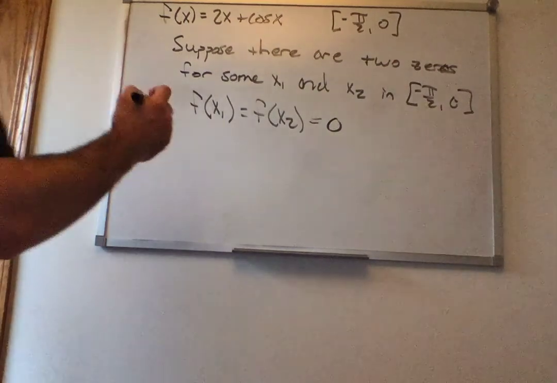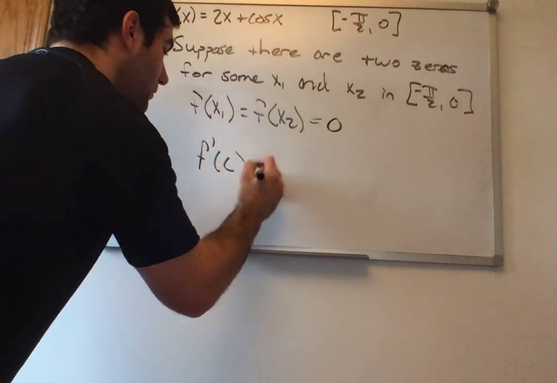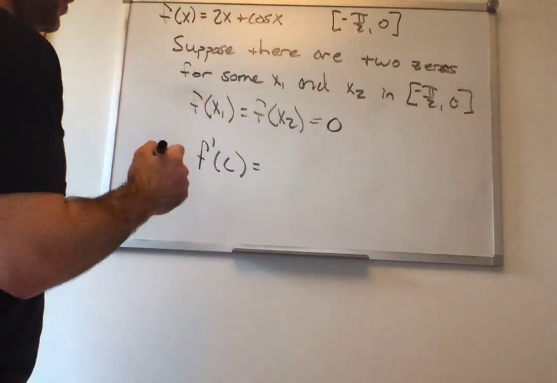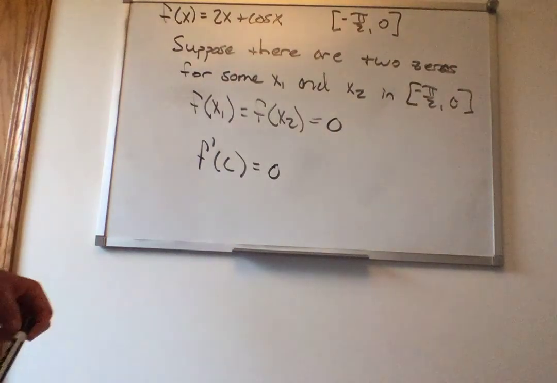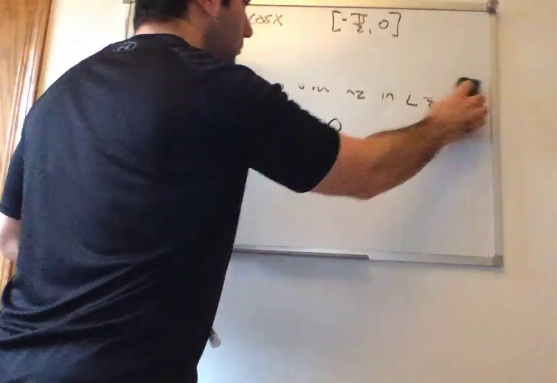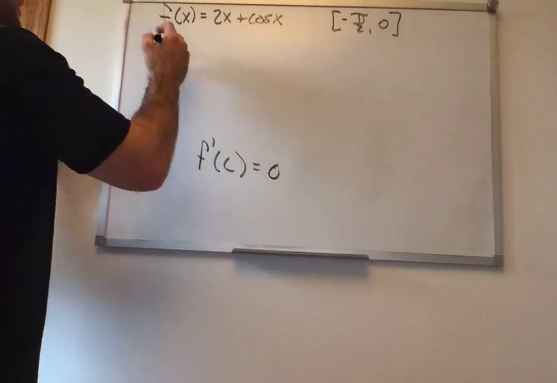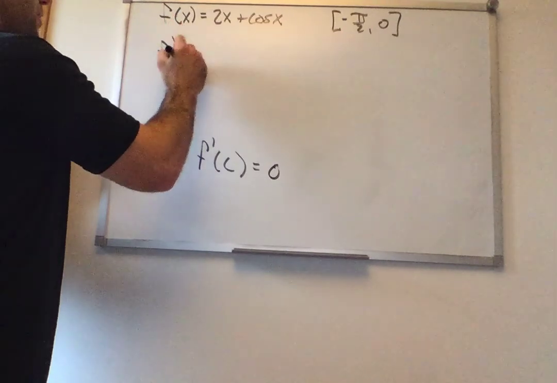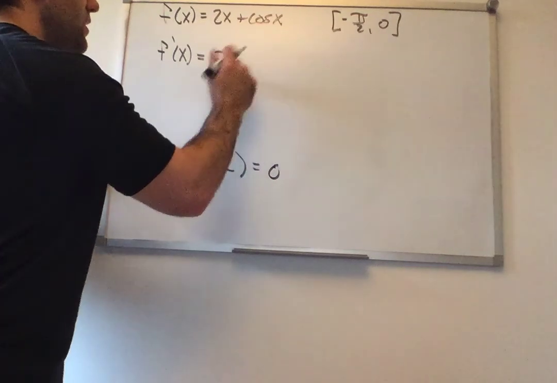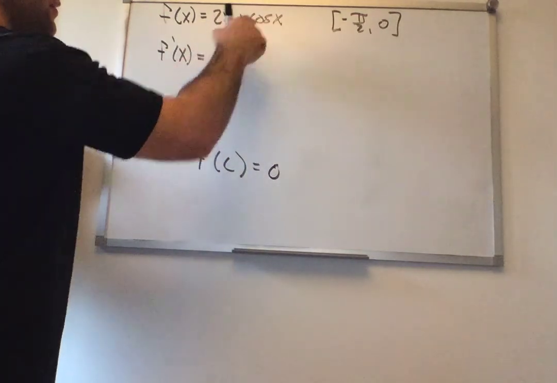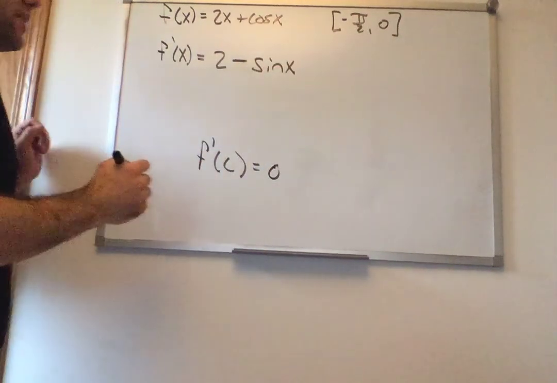So that means that there is some c value in this interval such that f prime of c is equal to 0. Okay? So let's go ahead and take the derivative of this. f prime of x is equal to 2, or sorry, not plus, minus cosine of x. The derivative of cosine of x is negative sine of x.